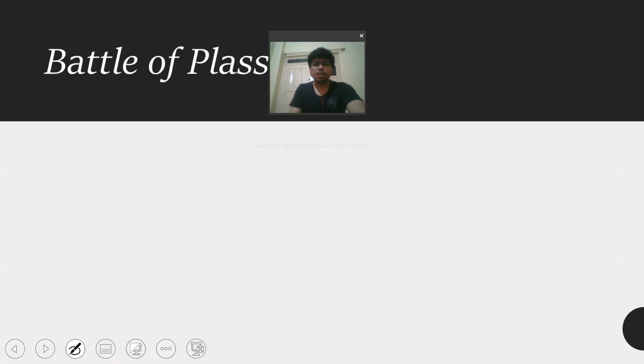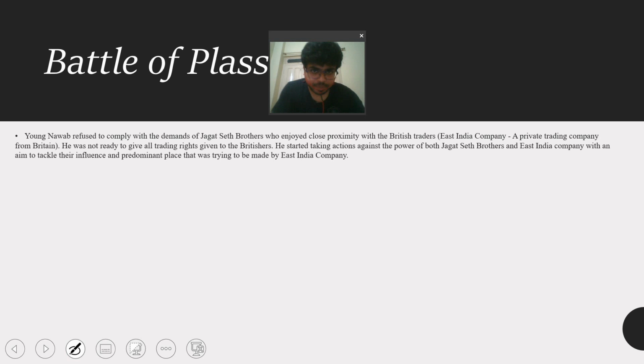Now we will see the Battle of Plassey, the main thing for which we are waiting, and after that we will see the Battle of Buxar as well. So the young Nawab refused to comply with the demands of the Jagat Seth brothers, who enjoyed closeness with the British traders, that is the British East India Company, a private trading company, as we all know.